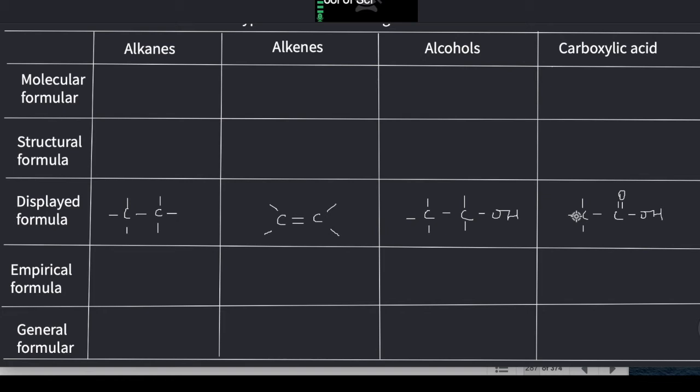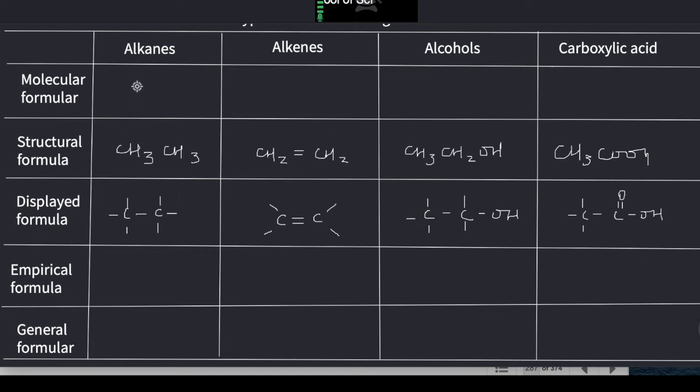Okay, so if that's the case, let's write down the structural formula. That will be CH3CH3. And this one will be CH2 double bond CH2. This one is CH3CH2OH. That one will be CH3COOH.